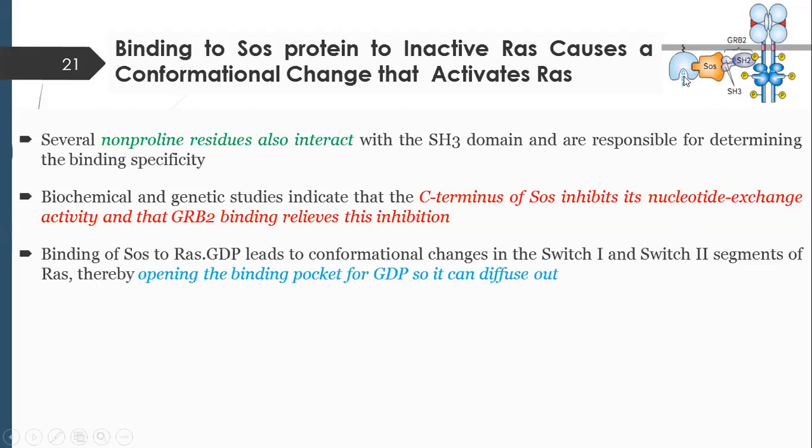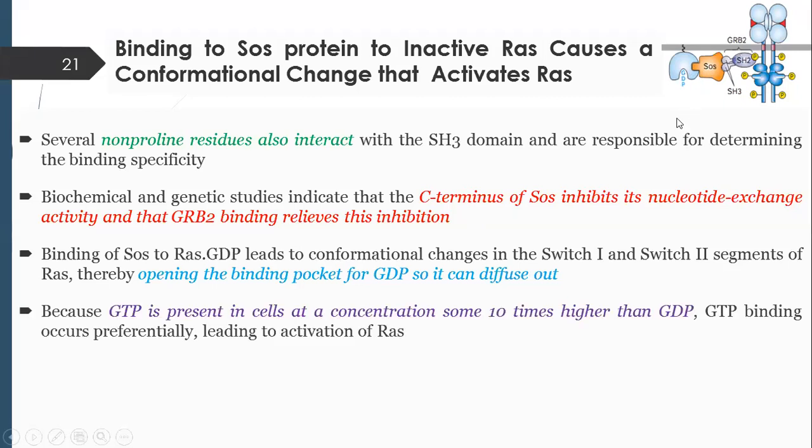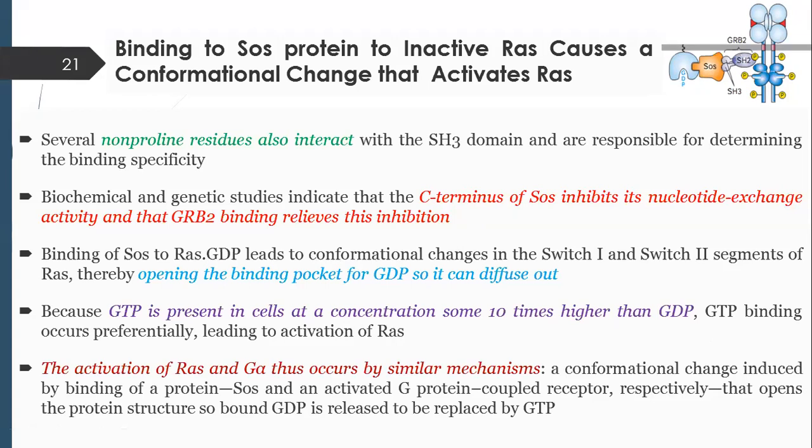So once the inhibition is blocked, the GEF activity of Sos was now available to change the GDP into GTP. So binding of Sos to RAS GDP leads to conformation change in the switch 1 and switch 2 segments of the RAS, thereby opening the binding pocket of the GDP. It will open this pocket and release the GDP, and after releasing, that pocket will be replaced by GTP, because GTP is present 10 times higher in the cells. So the activation of RAS and G alpha thus occurs.